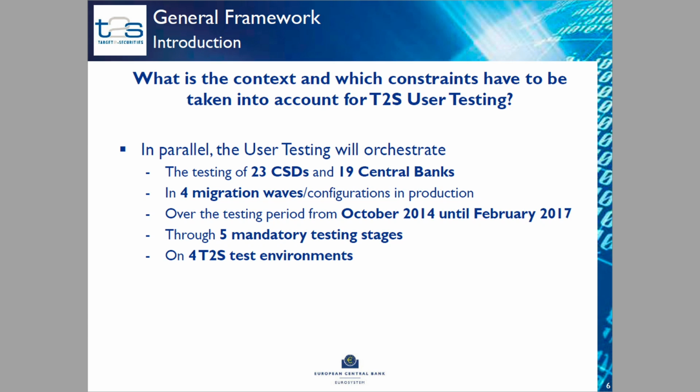So the context, we try to put on a slide to show where the complications are and where the challenges in front of us are. The user testing means 23 CSDs, 19 central banks, and 4 migration waves. But here maybe we should rather stress the 4 different configuration situations in production. I mean that all of these configurations need to be tested before a new migration wave can go live.